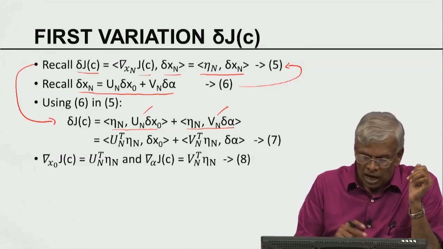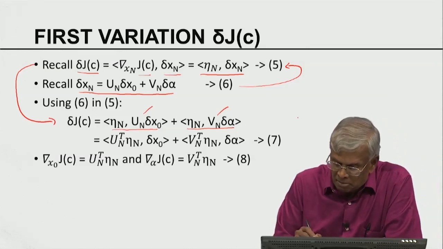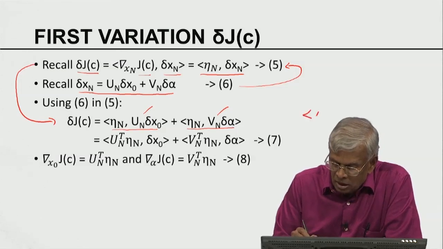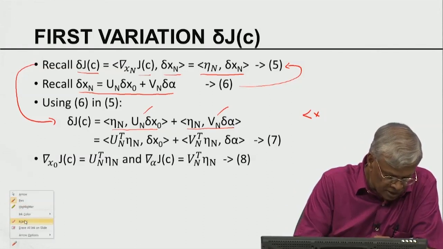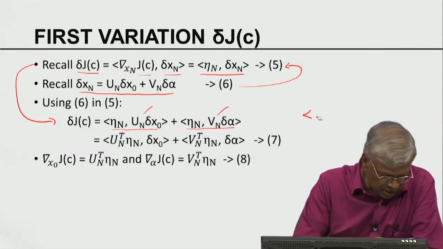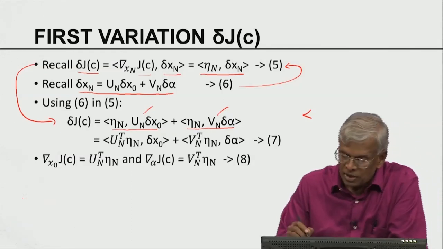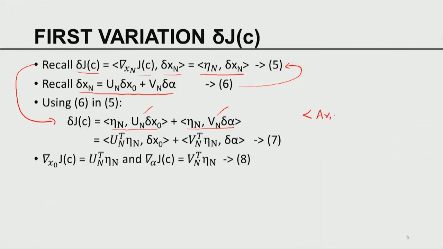Now I am going to use the adjoint property. Please remember the adjoint property. I will state it in a slightly different fashion. There are several ways of stating this. So what is the adjoint property? The inner product of Ax comma y is equal to x comma A transpose y. That's the basic adjoint relation. So using this adjoint relation, applying it to 6, I get 7. So the Un from here goes to this, Vn from here goes to that.